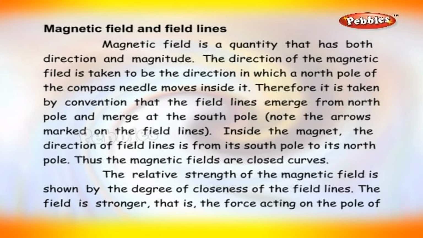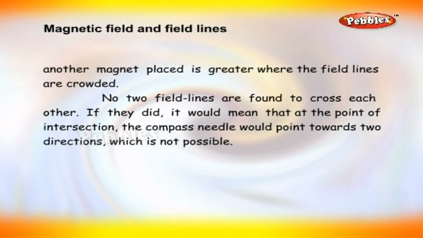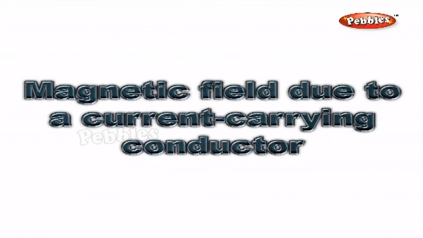The relative strength of the magnetic field is shown by the degree of closeness of the field lines. The field is stronger where the field lines are crowded, that is, the force acting on the pole of another magnet placed there is greater. No two field lines are found to cross each other. If they did, it would mean that at the point of intersection, the compass needle would point towards two directions, which is not possible.